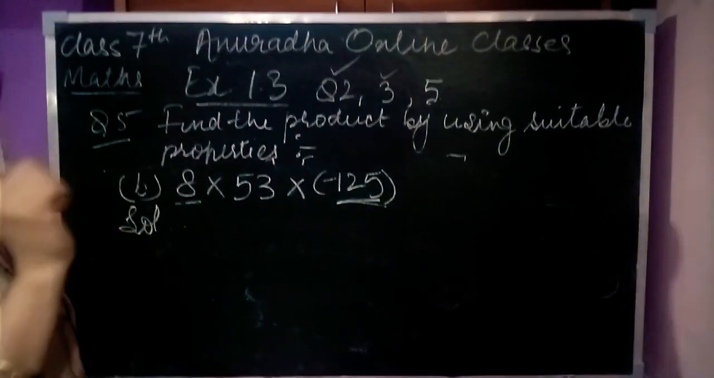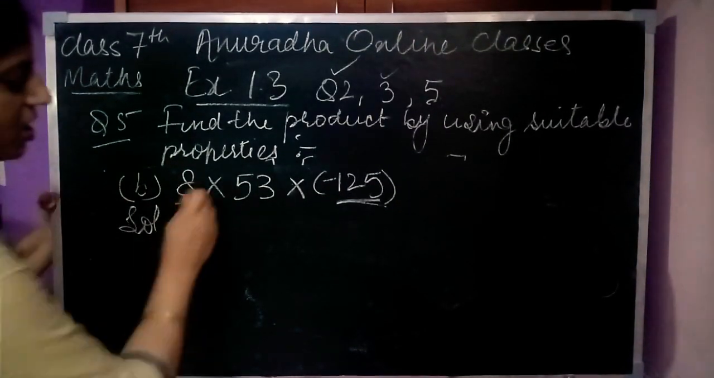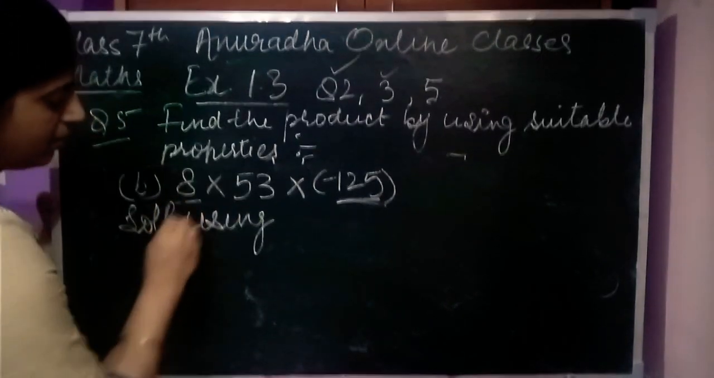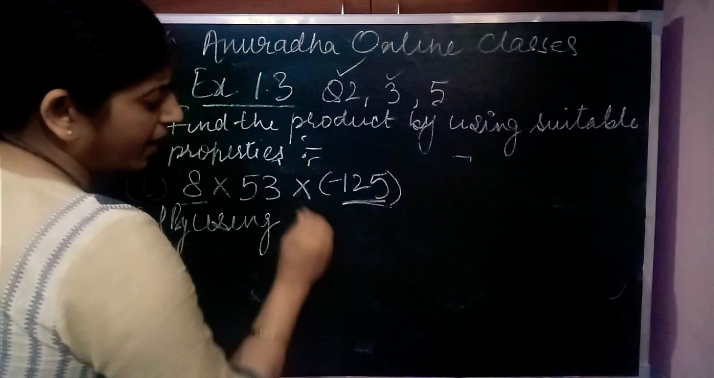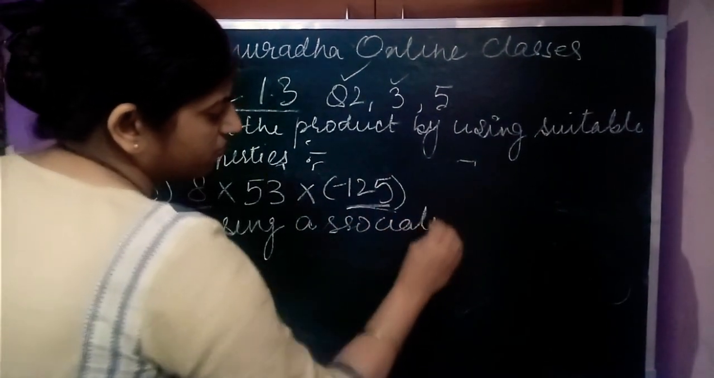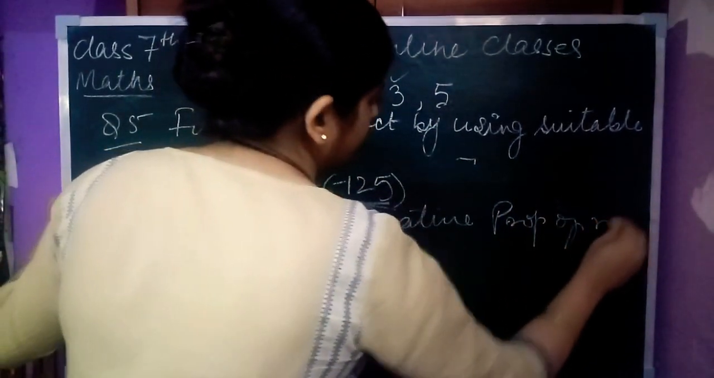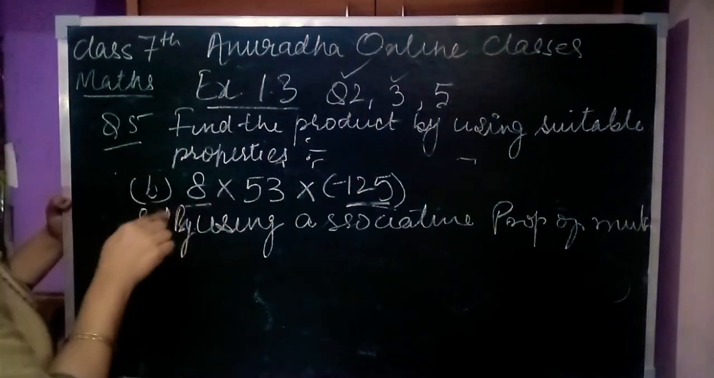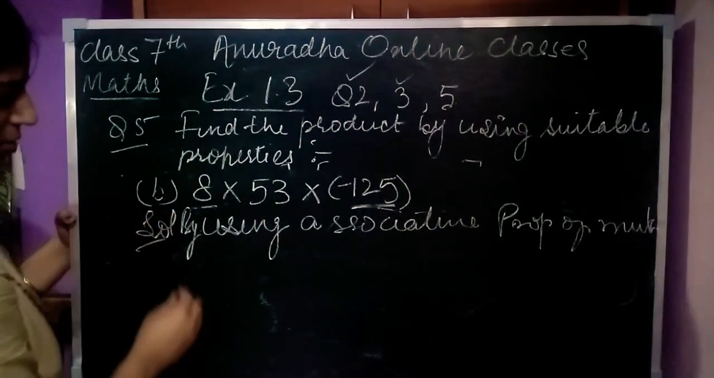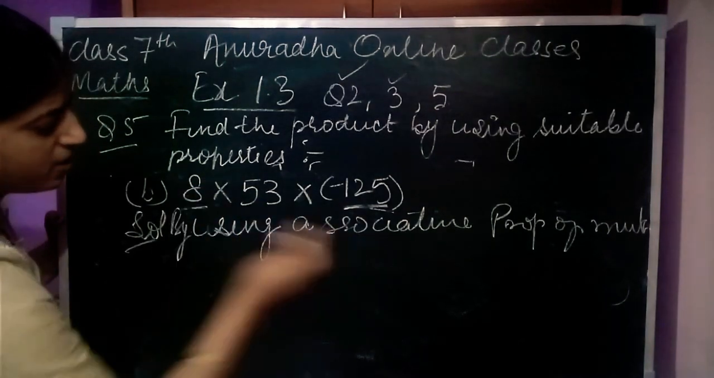So changing of place is in which property? You have to keep in mind all the properties of integers, right? So we are using the associative property of multiplication, right? Why? Because all the three are multiplied, this is the product. Now you have to find the product, by using the associative property of multiplication. Now let us change their position.